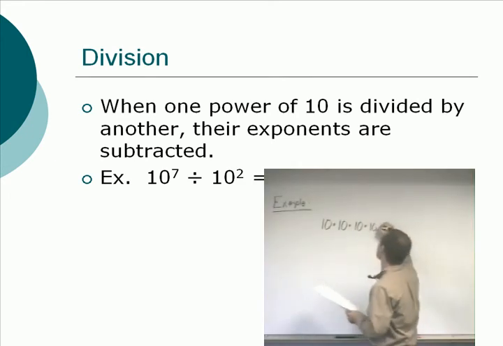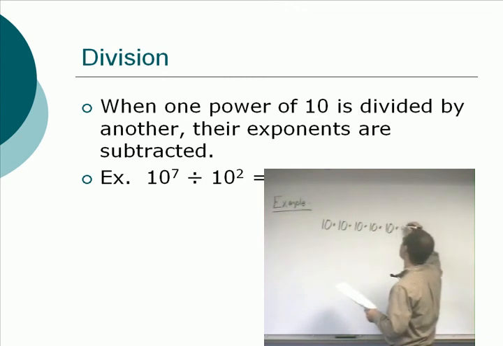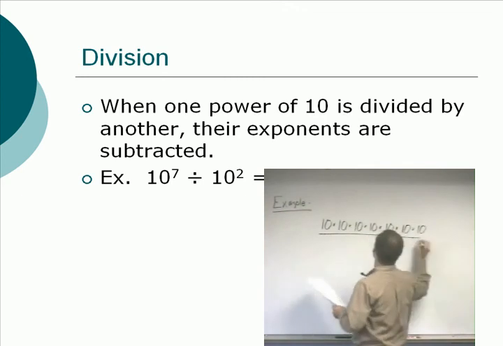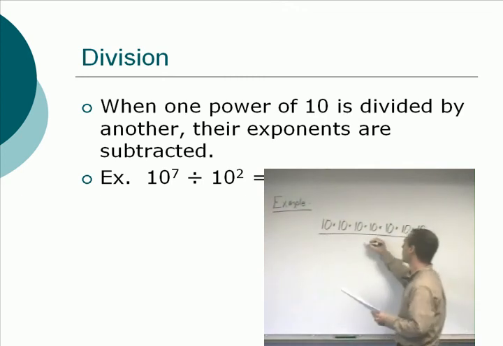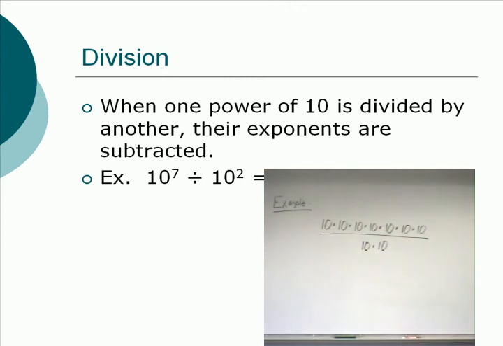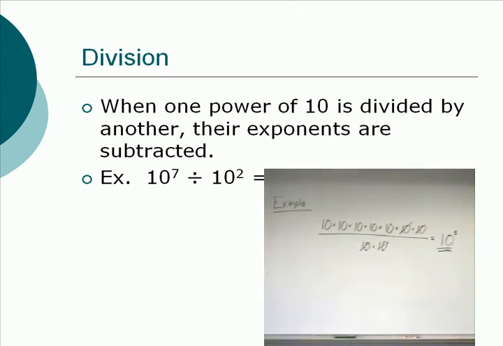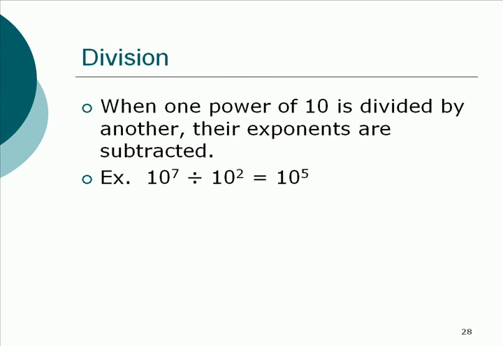Again, why does that work? Because if we take 10 to the 7th, for example, and divide it by 10 squared, or 10 times 10, what happens to some of those 10s? They cancel. A pair of them cancels. Every one on the bottom cancels with one of the 10s on the top, and we're left with how many of them? 7 minus those 2, we get 10 to the 5th power. That's the reason that when we divide powers of 10, the exponents are subtracted.